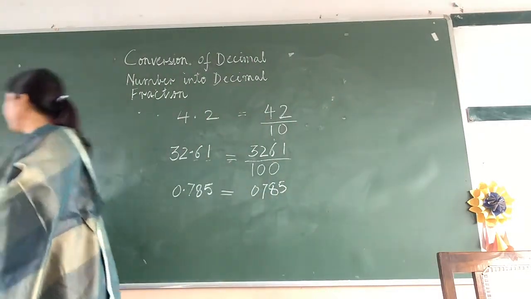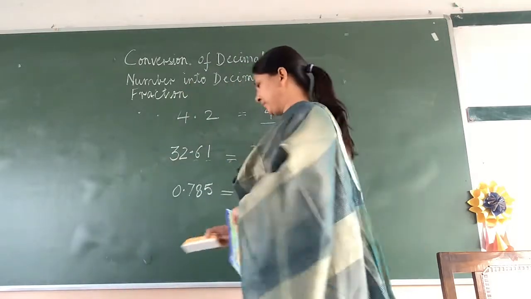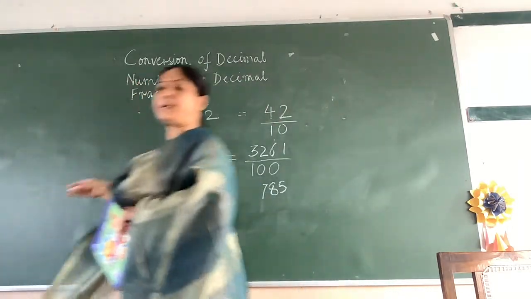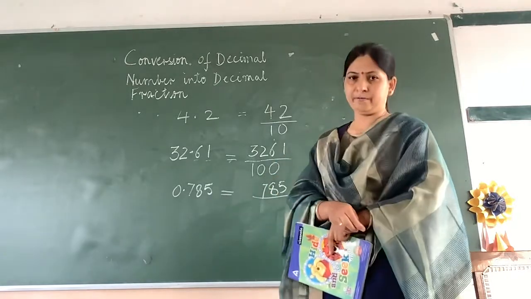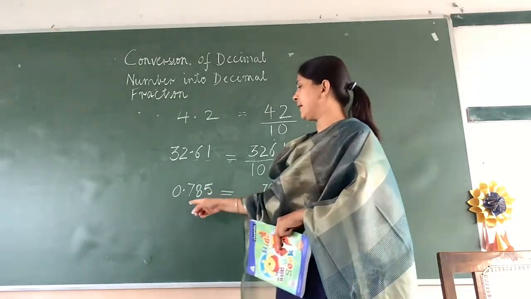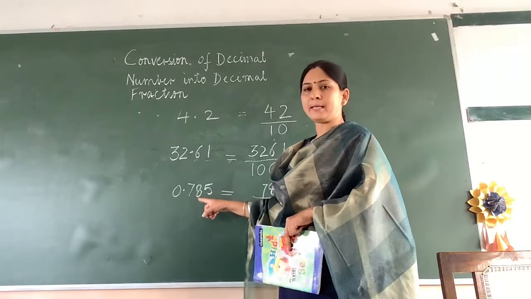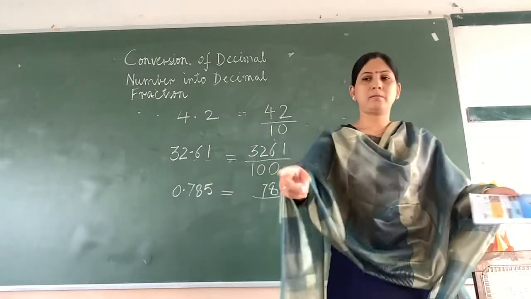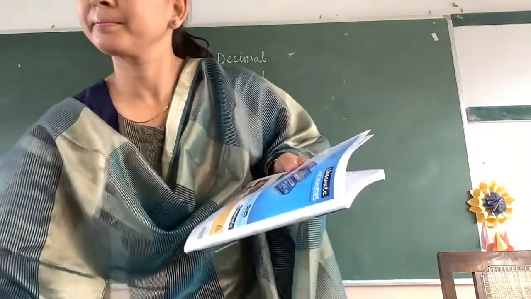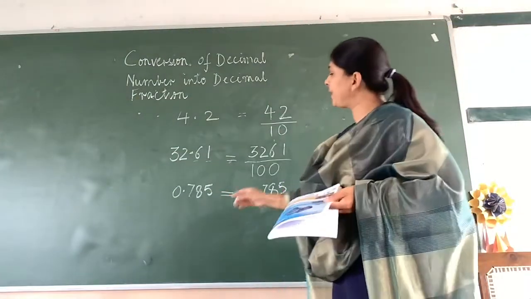Let's drop the 0. So, now our numerator is 785. Now, let's see how many decimal places this decimal number has. This decimal number has how many decimal places?